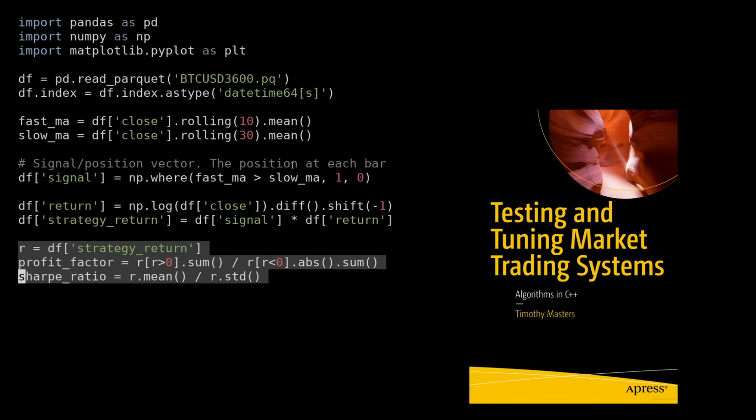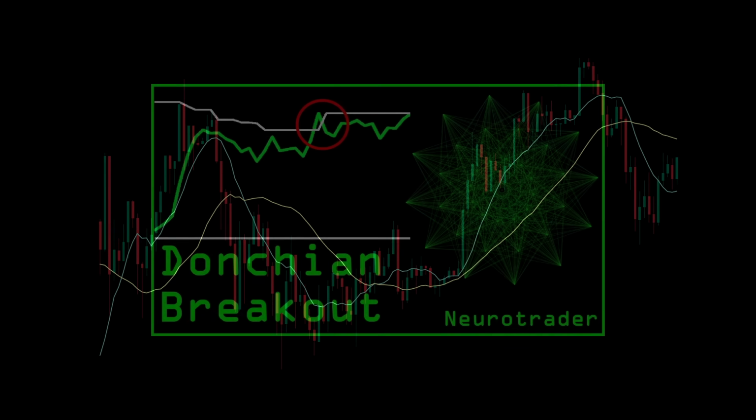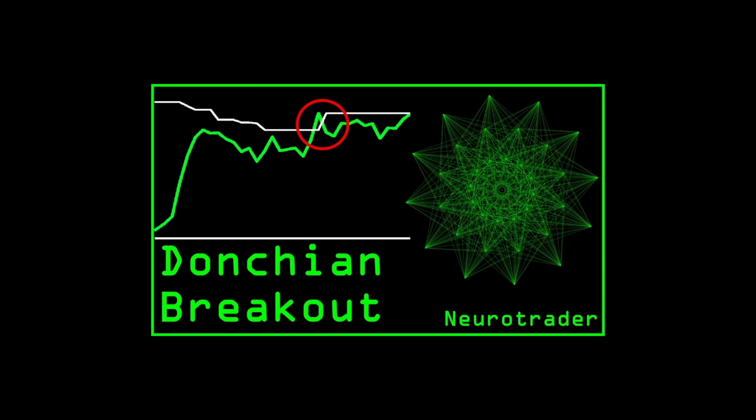The book Testing and Tuning Market Trading Systems provides convincing arguments for why these higher granularity returns are superior. It's where I got the idea, and I'm thoroughly convinced, both from what the book says and my own experience. I'll now scrap the moving average crossover because it's lame, and instead I'll use the slightly more interesting Donchian channel breakout strategy I showed in my previous video.